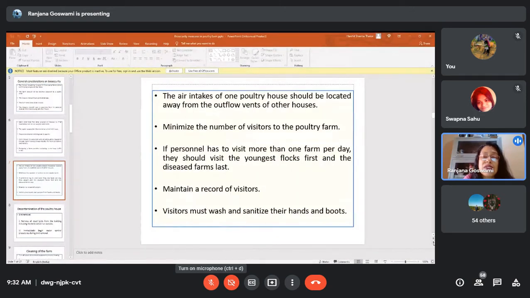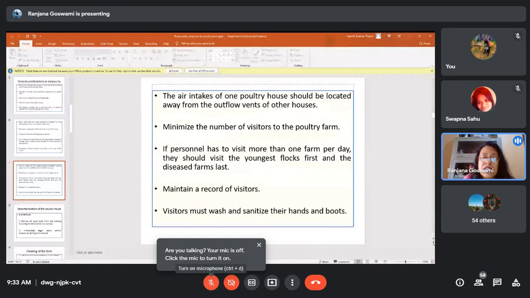Minimize the number of visitors to the poultry farm. Already I told you that people are the way of carrying disease. It should not be the case that just because somebody wants to enter, they enter. The number of visitors should be kept low. And if they are going to enter, they should wash and sanitize their hands and boots. They should change their boots, or dip their boots in a sanitizer or disinfectant solution, and only then enter.